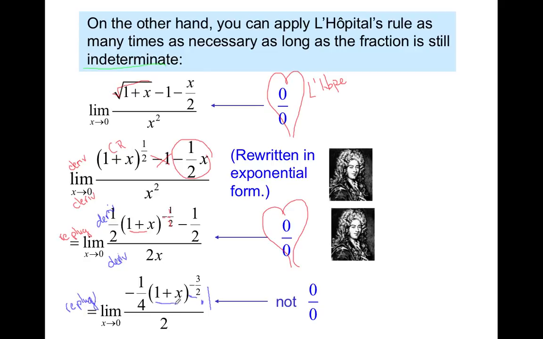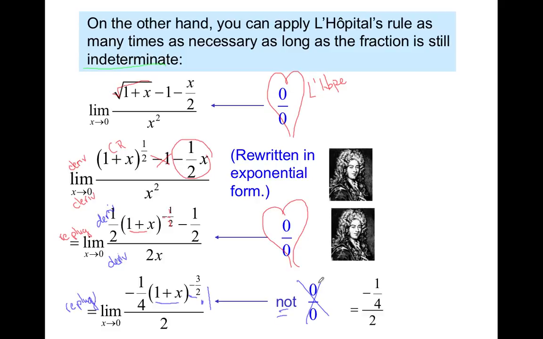And again, I already knew up here that this was my last L'Hopital step, because if my denominator is a constant, there's no way that by plugging in I'm going to get 0 over 0. I might get 0 in the numerator, but I'm not getting 0 in the denominator. Right? So this is not 0 over 0. So I cannot L'Hopital.